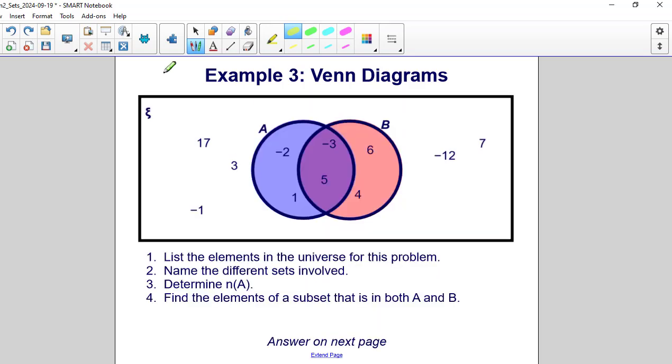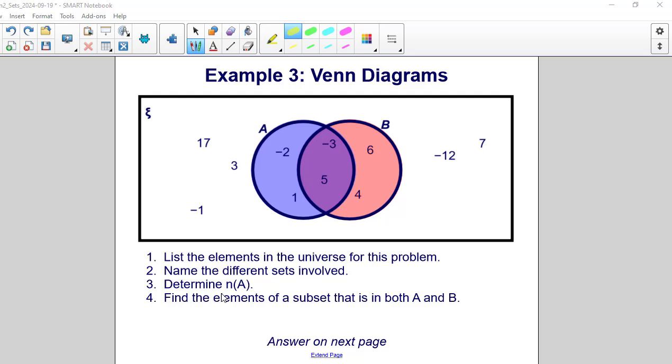Example 3 of Venn diagrams. Here we have a picture of the universal set containing everything you see within the rectangle. Within the universal set, we have set A and set B. Your job is, number 1, list the elements in the universe for this problem. Number 2, name the different sets involved. Number 3, determine the cardinal number of A and B. Number 4, find the elements of the subset that is in both A and B. This is a good opportunity for you to pause the video before I reveal the answers.